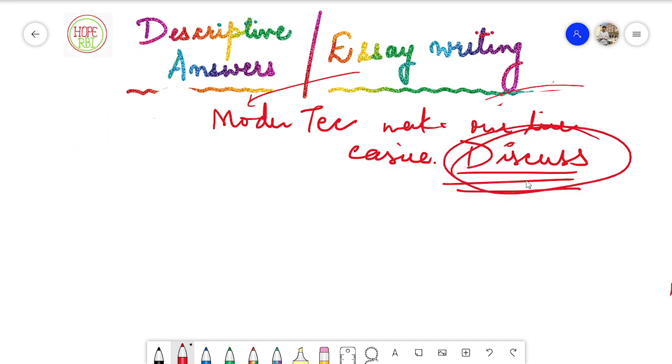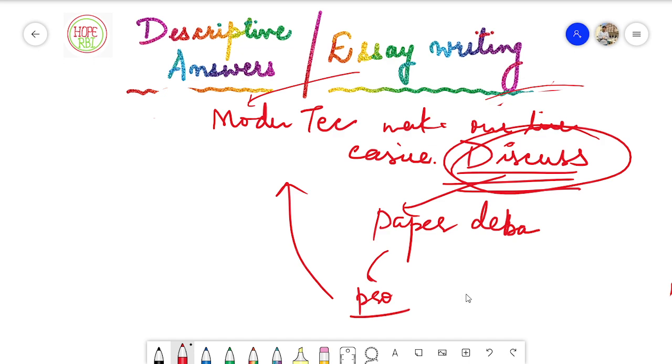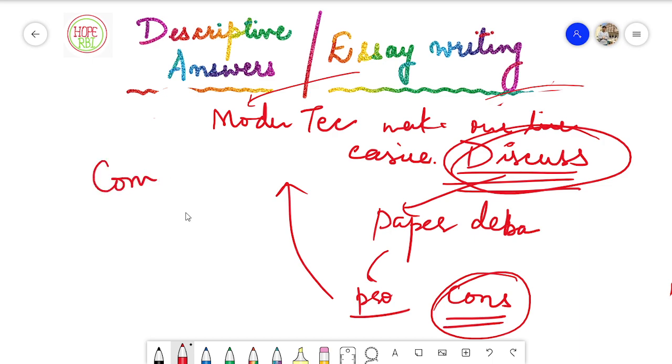So discuss in itself means you have to discuss this comprehensively. It's kind of like a paper debate. You not only have to consider the pros of the situation being asked in the examination, but you also need to consider the cons of the situation. And at the end, while you are concluding, you do not have to pick any sides. You have to give the conclusion in a very diplomatic form.